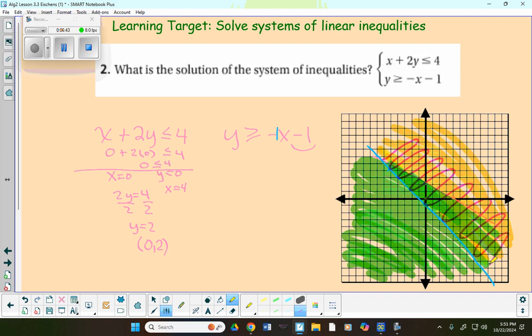There, when I use this color, you can kind of see this region in between is where it's overlapping. So this region in between would be your solution, right through there. That would be your solution, right between those two lines. That's where they overlap.